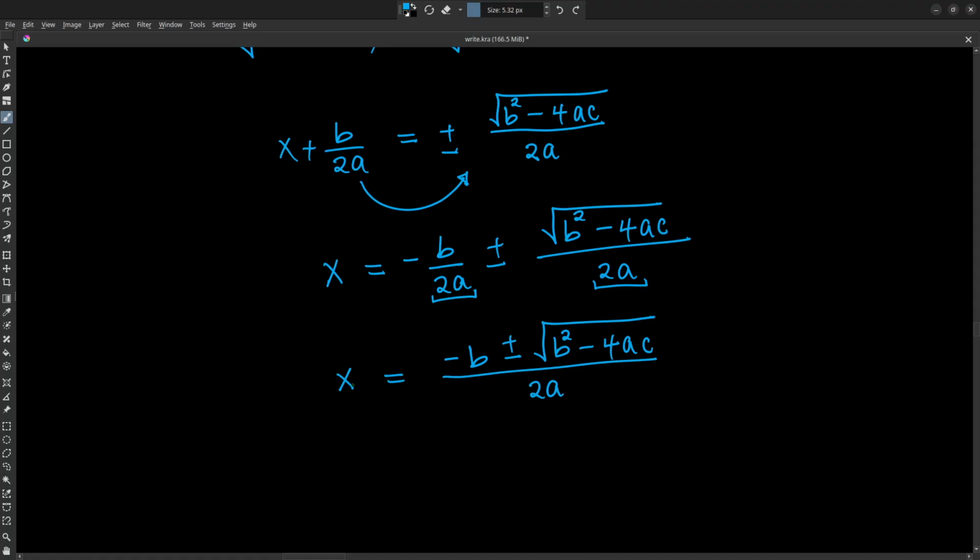Does this look familiar? Yes, it does. This is the quadratic formula. And that is the end of the proof.